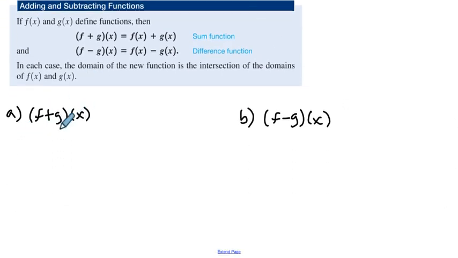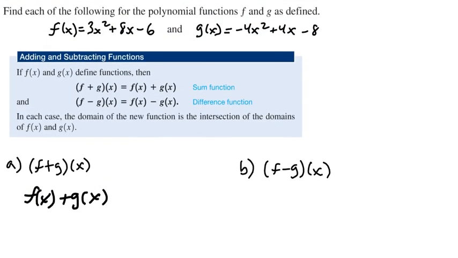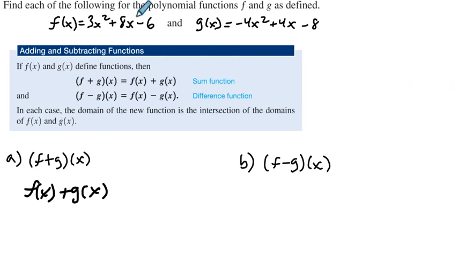So if you think about this here, this right here again means f of x plus g of x, right? Like we have our definition right here. But now, what is f of x? Well, that was defined up here, right? F of x was this guy right here. So I'm going to replace f of x with what it's equal to. And that is 3x squared plus 8x minus 6, okay?